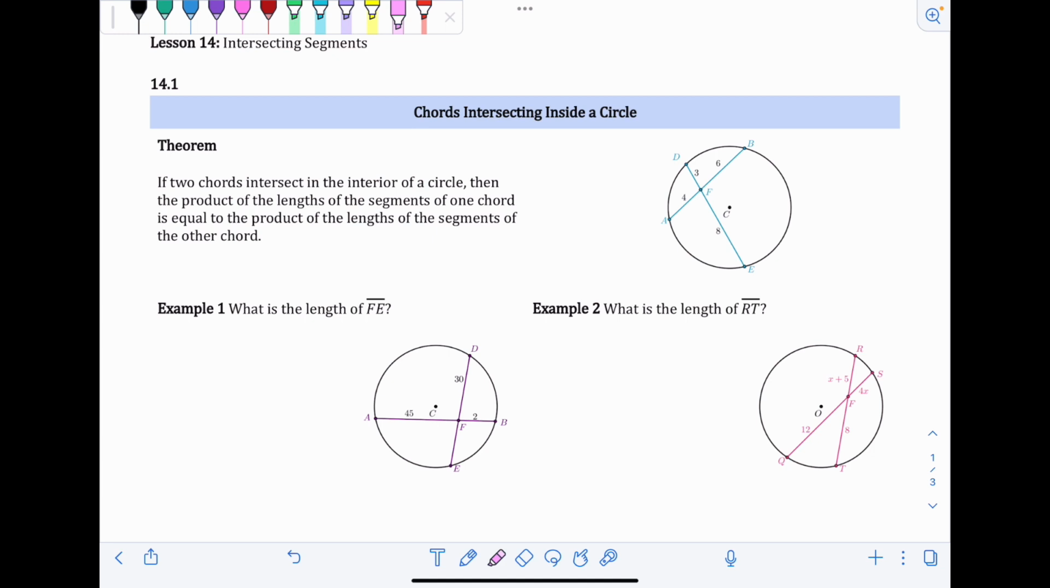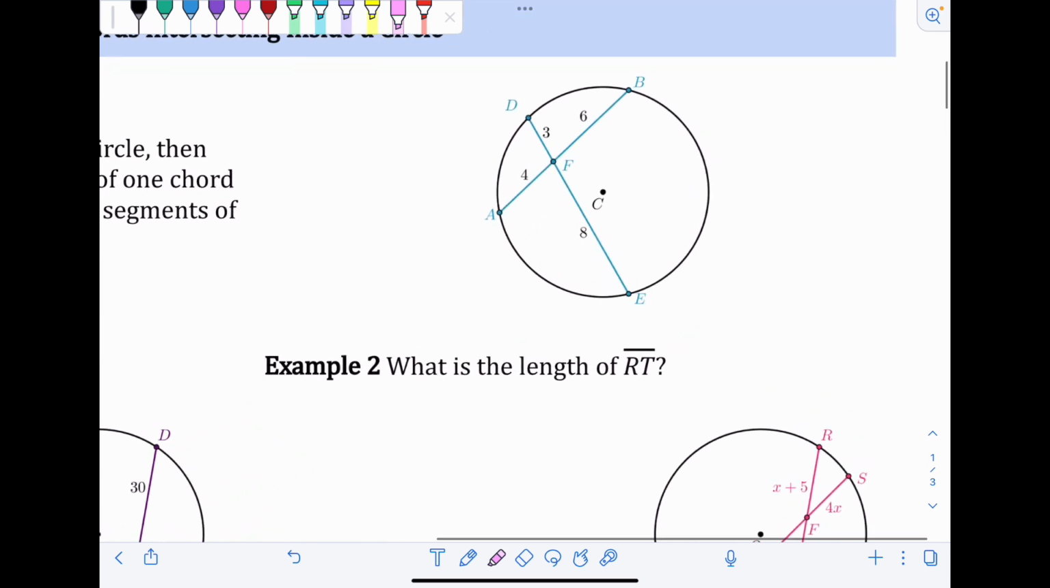So the first theorem: if two chords intersect in the interior of a circle, then the product of the lengths of the segments of one chord is equal to the product of the lengths of the segments of the other chord. So if we use this picture as an example, the segments of each chord refers to each individual little piece.